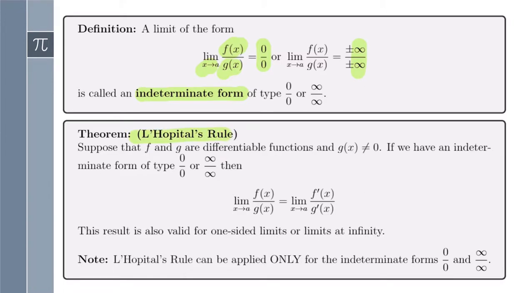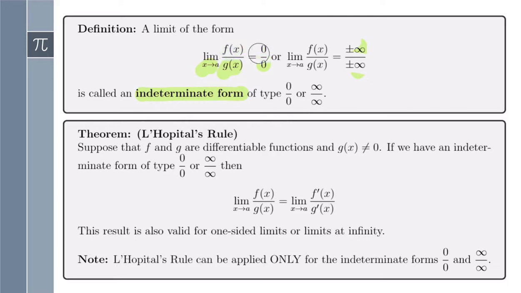What this does is, if we get an indeterminate form of 0 over 0 or infinity over infinity when we do direct substitution while evaluating a limit, we can find the derivative of the numerator and the derivative of the denominator and try to do the substitution. And the limit that we obtain from here is exactly the same as the limit of the original function.